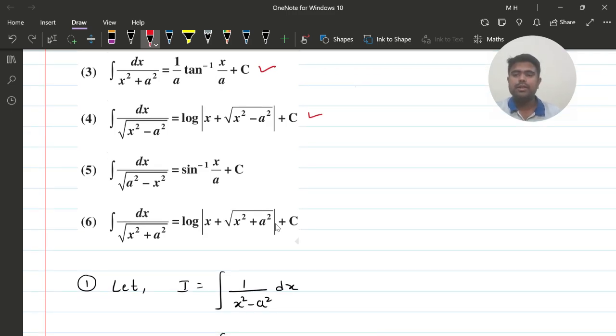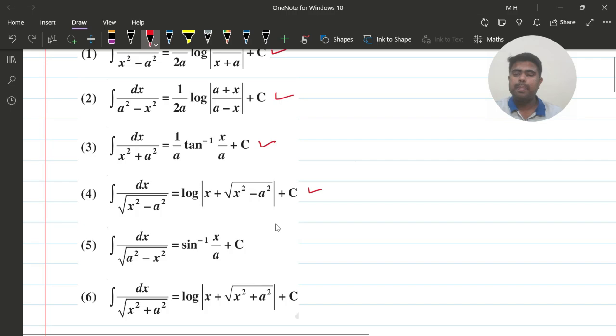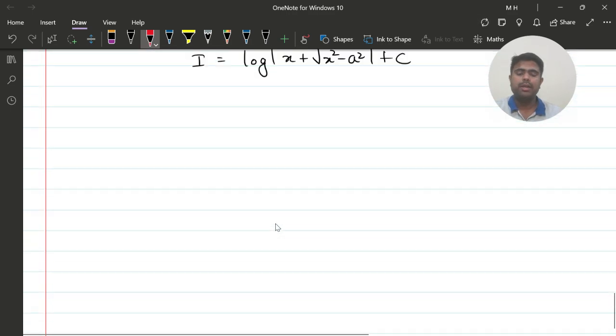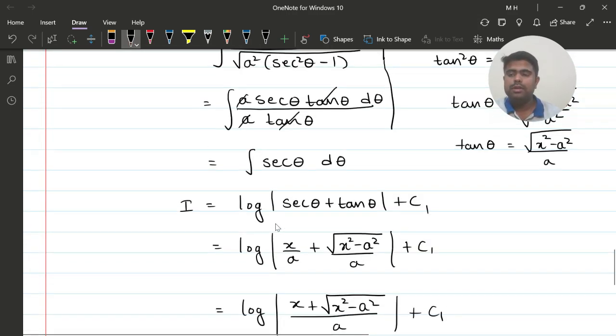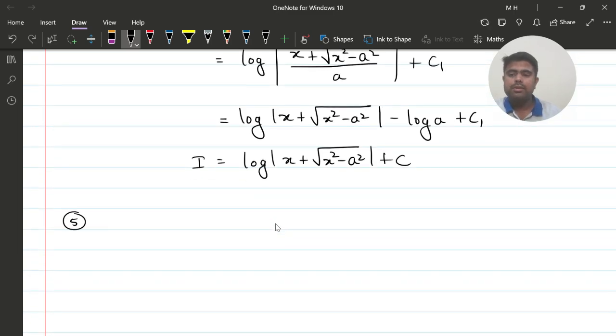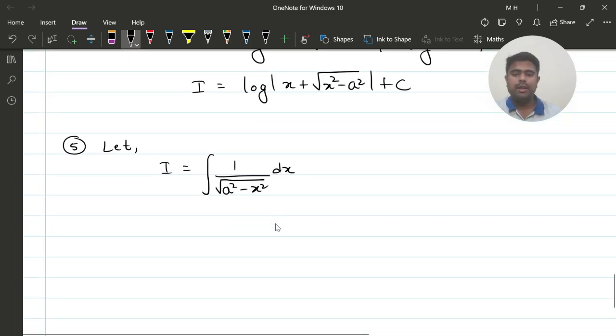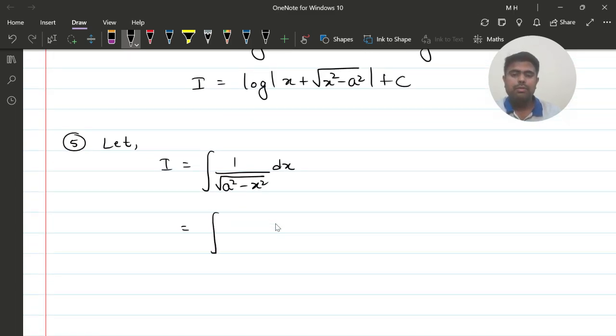Okay, what does the fifth question say? I will take up 1 by root of a square minus x square, right? I think it is the fifth one. Yes. So now let this integral be I, let I be equal to the integral of 1 by under root a square minus x square dx, right? I have already told you that if you have the a square minus x square form, put x equal to a sin theta, right?